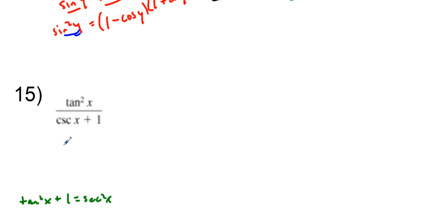So for that reason, because there is no cosecant with tangent squared, I'm going to multiply this by the conjugate of the denominator. So I'm going to multiply this by cosecant of x minus 1.